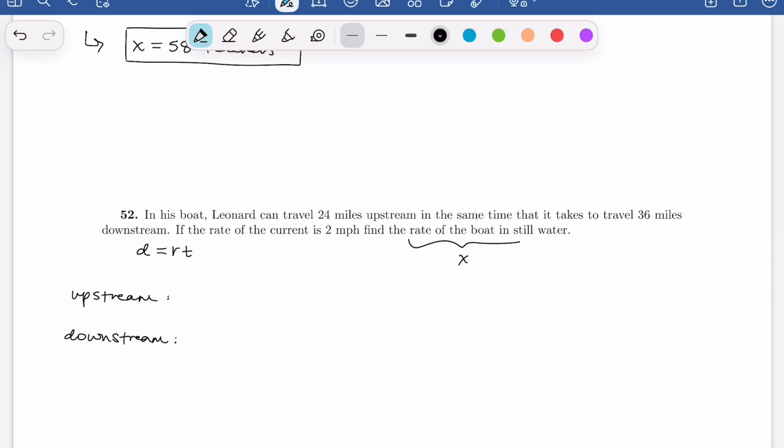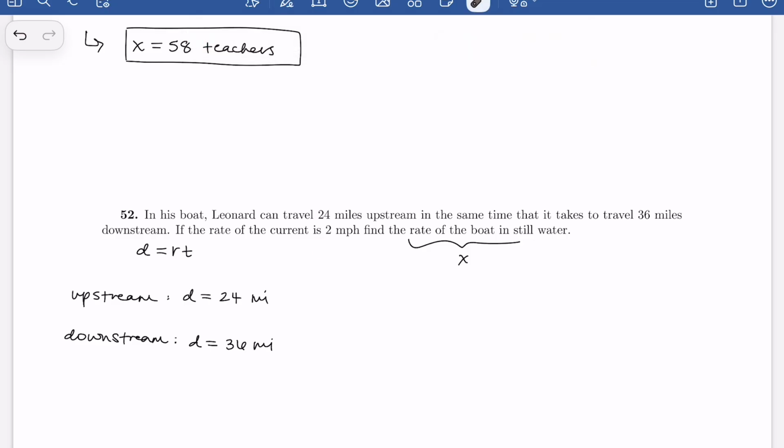So, upstream, we know that we're going to travel 24 miles. This is going to be our distance. So I'm going to label this as D. And we know downstream, this distance is going to be 36 miles. All right. We don't have our rate for either of these. We just know that the rate of the current is 2 miles per hour. We also aren't given the time.